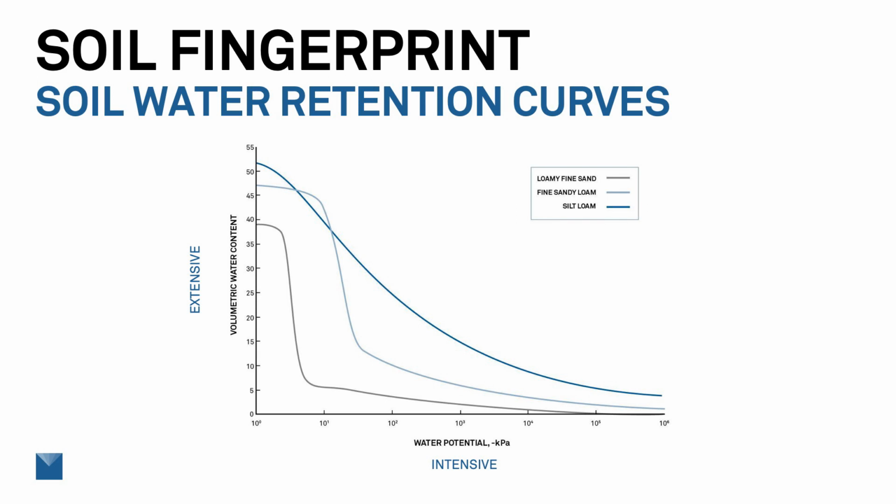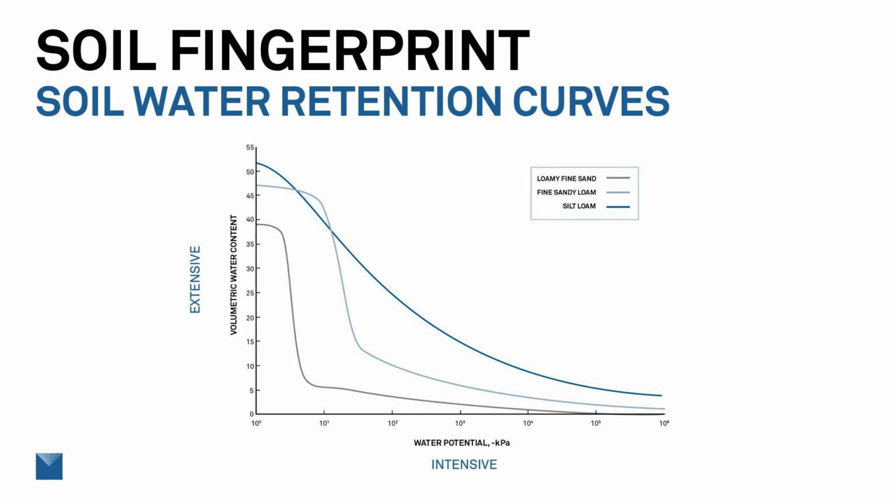And so it's really important to measure that and understand how it's going to differ from site to site and soil to soil. And the beautiful thing about the soil moisture release curve is this is what ties together that extensive variable of volumetric water content with that intensive variable of water potential.